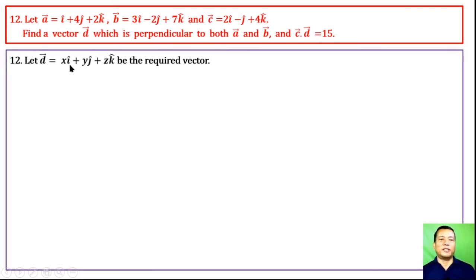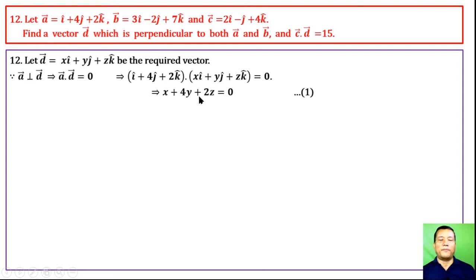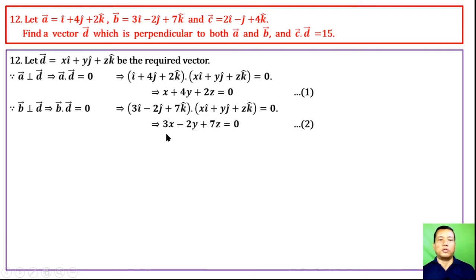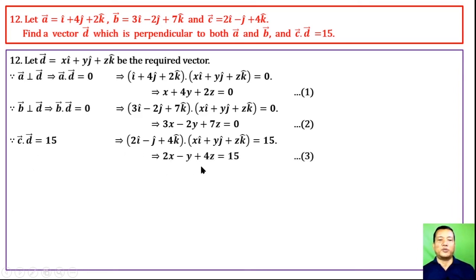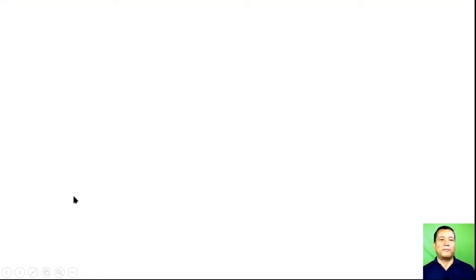Let D equal to x i plus y j plus z k be the required vector. Then since A and D are perpendicular, A dot D is 0. That gives this into this equal to x plus 4y plus 2z equal to 0, equation 1. Since B and D are perpendicular, B dot D is 0, equation 2. C dot D is 15, which gives equation 3 in x, y, z. We have 3 unknowns, so let us solve the equations.